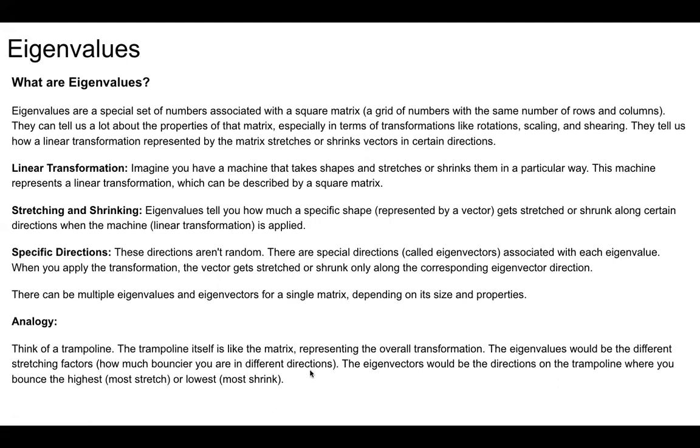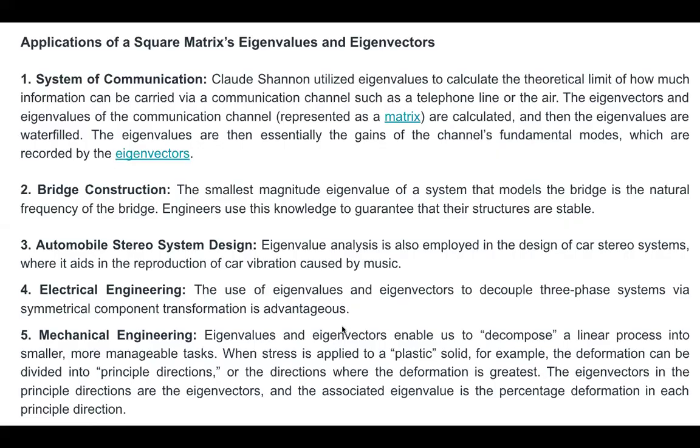The more you press, the more it goes down, which is the highest amount. But if you just slightly walk on the trampoline, it does not shrink as much as compared to jumping, because when you jump, you put more pressure on the trampoline. So these are eigenvalues.